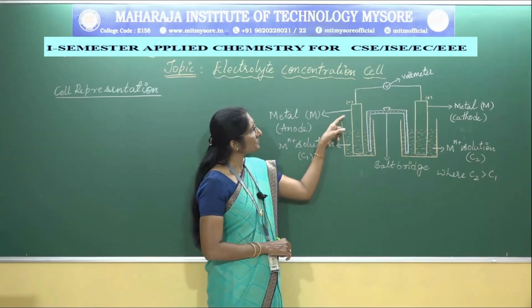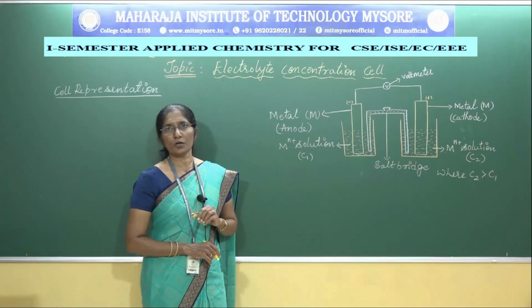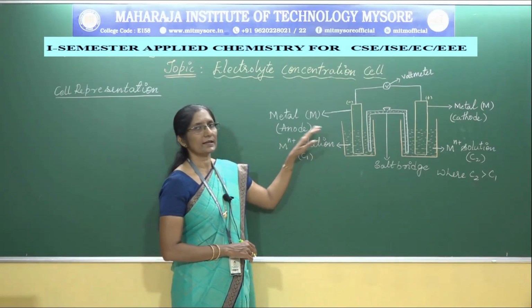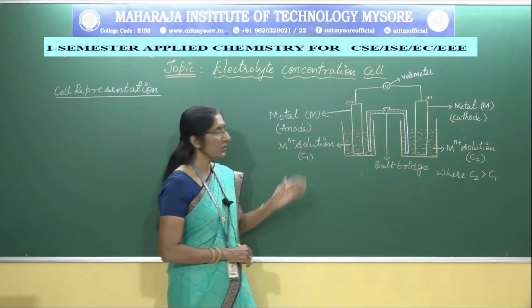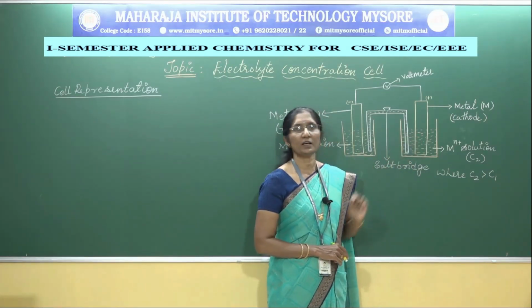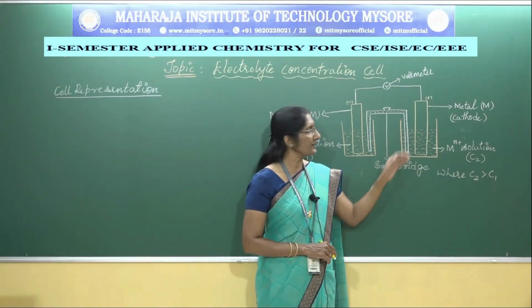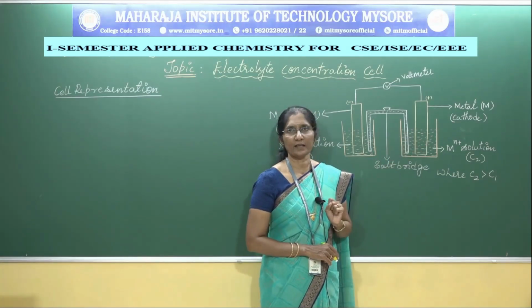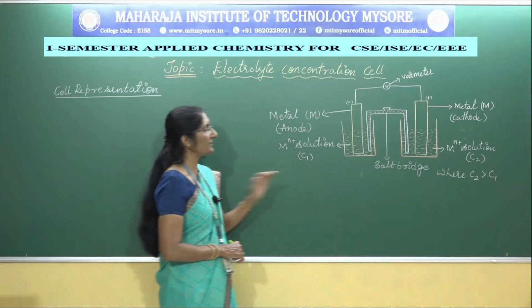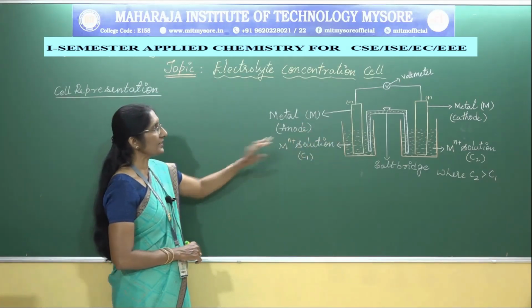The metal which is in contact with a dilute solution develops a lower potential and that compartment acts as the anode, whereas the metal which is in contact with the concentrated solution develops a higher potential and this compartment acts as the cathode. So for example, let us consider that this metal is a zinc metal.